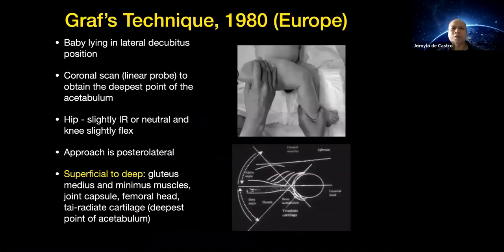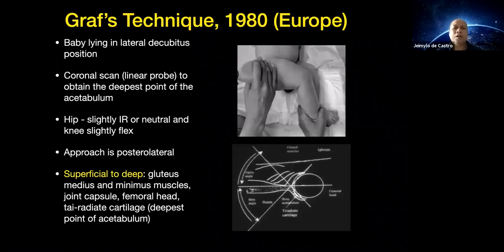So how do you do this? Okay, the first one, of course, is the Graf method. This is what is very common in Europe. So baby lies in lateral decubitus position, but sometimes it's very hard to make the patient lie in that position. So you might be the one to adjust. You can take the patient's scan in whatever positions you like, as long as your probe is in the coronal position of the femoral hip. So just like what is shown here in the image.